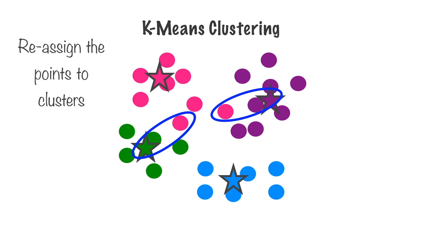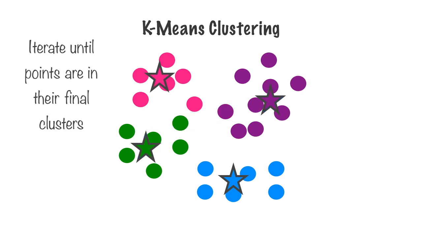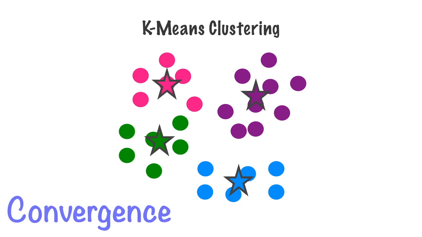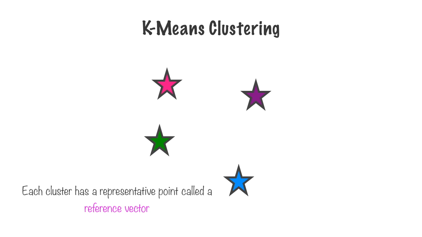You'll find that some of the points may have shifted. They are now closer to some other centroid than they were previously. Go ahead and reassign these points to the new clusters and continue this till finally all your clusters converge. Iterate till the points are in their final clusters and you find that points no longer move. You might find that points move around a lot initially and then finally points remain where they are. This is convergence. Once your algorithm has converged, your entire cluster can be represented using that single point.